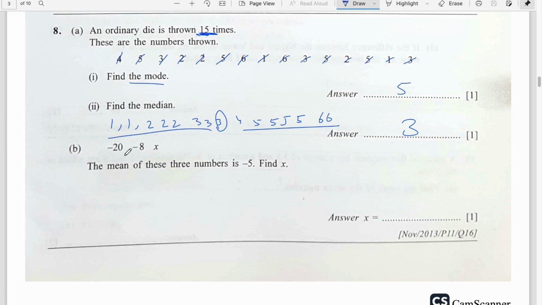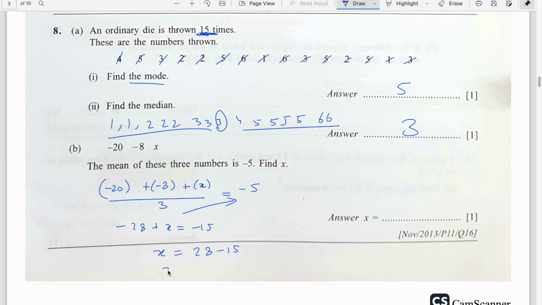Now minus 20, minus 8 and x. The mean of these three numbers is minus 5. So first number plus the second number plus the third number divided by 3 is equal to mean. So it is all plug and play. Minus 28 plus x equals minus 15. x equals 28 minus 15. 8 minus 5 is 3. 2 minus 1 is 1. So x is 13.